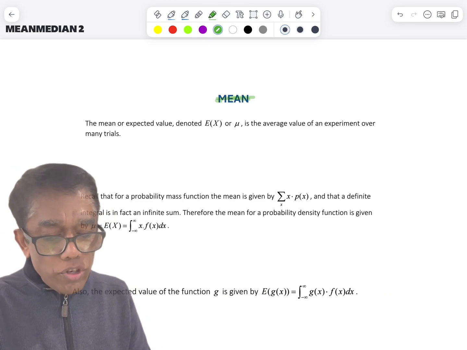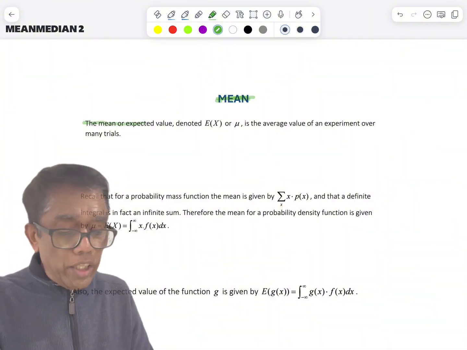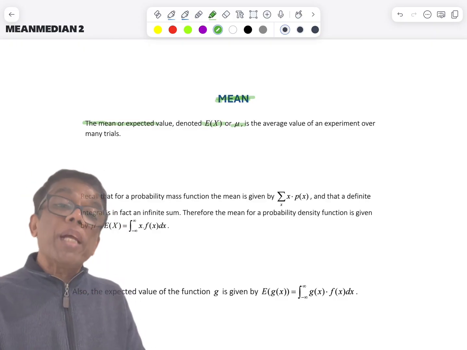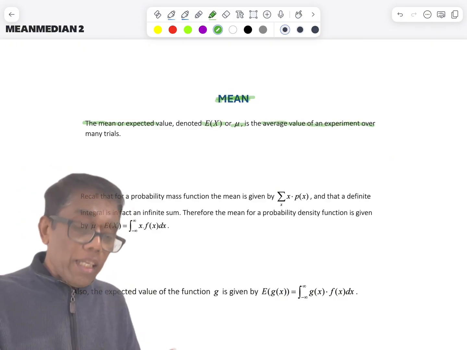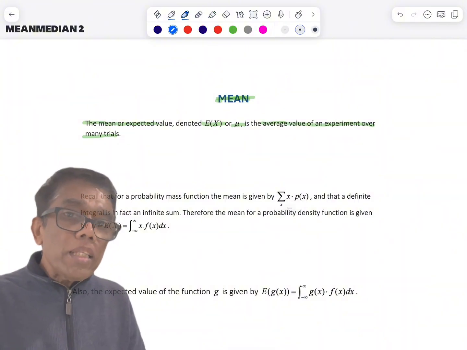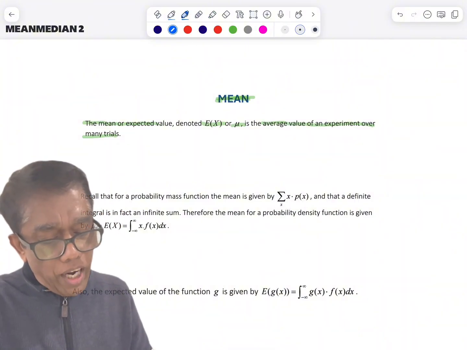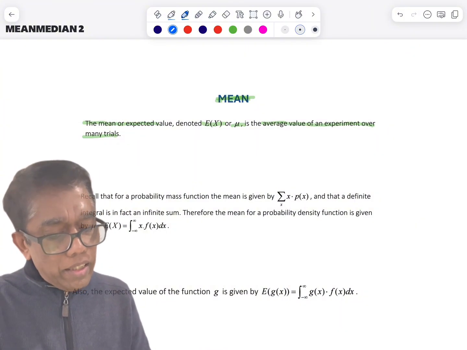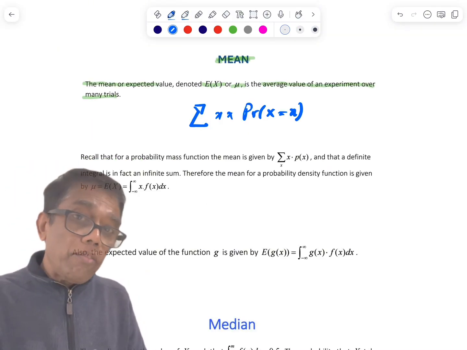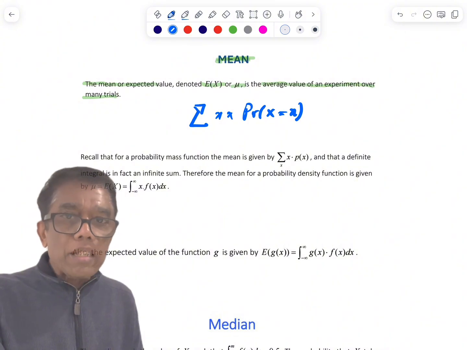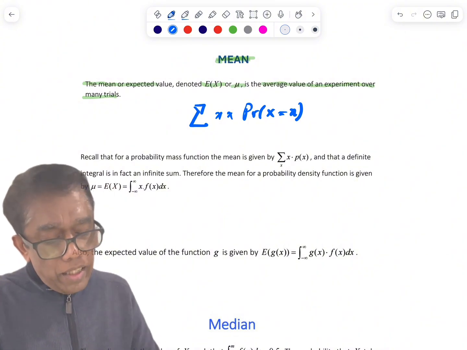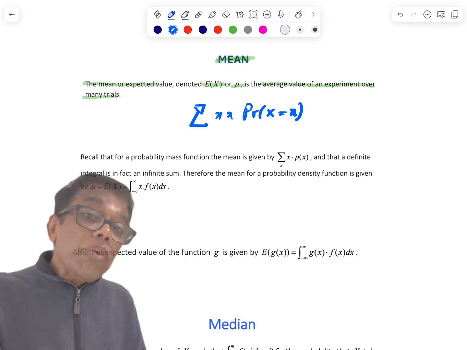Actually, the mean or the expected value, normally denoted by E(X) or mu, is the average value of the experiment over many trials. However, we know that if the random variable is discrete, we find the mean by multiplying x times the probability of x, then adding these products. However, now it is continuous. How do we find it?